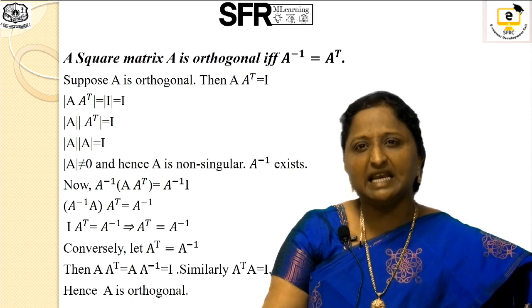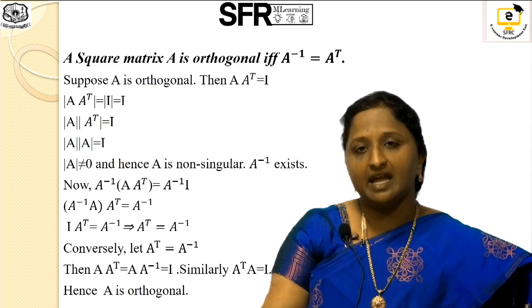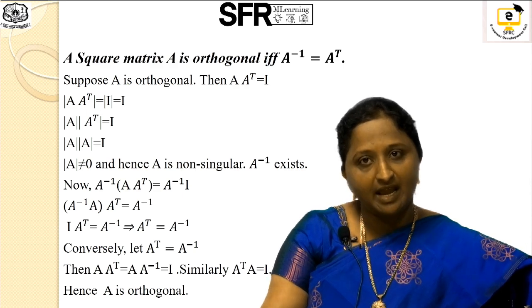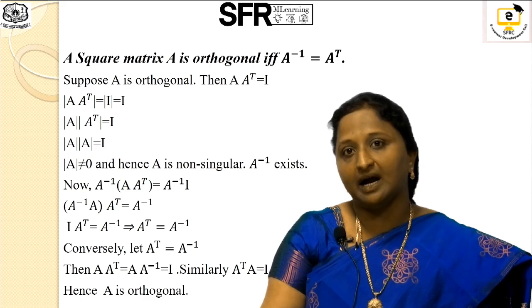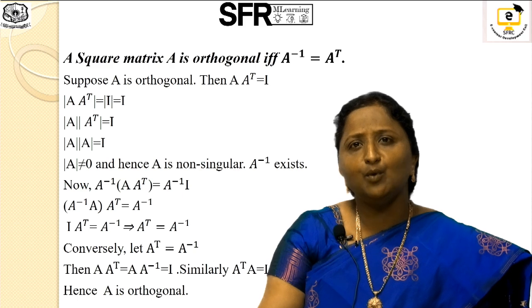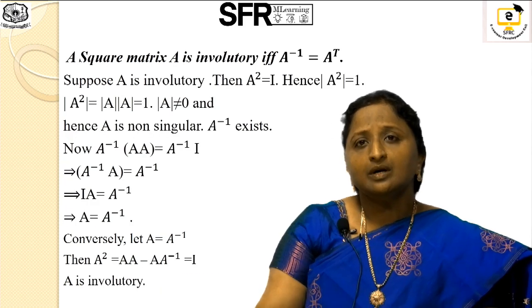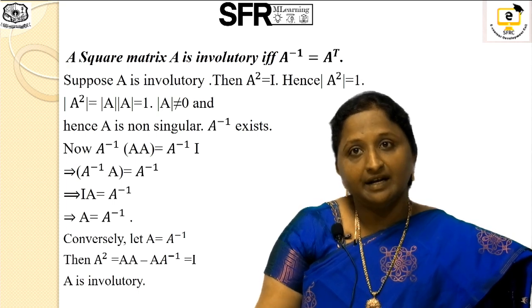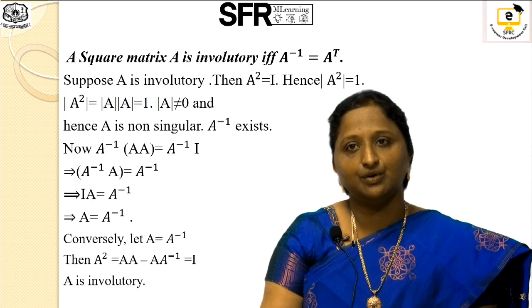Let the condition be that A transpose is equal to A inverse, so A transpose A is equal to A inverse A, which is equal to I. Similarly, we can prove that A A transpose is equal to I, hence A is orthogonal. So I want to give one more property regarding the inverse of a matrix. If it is orthogonal, then it is easily proved that A inverse is equal to A transpose.